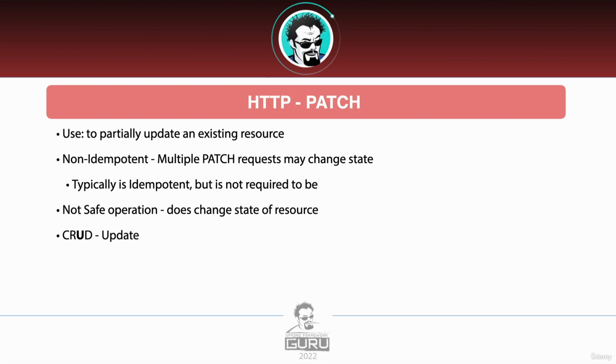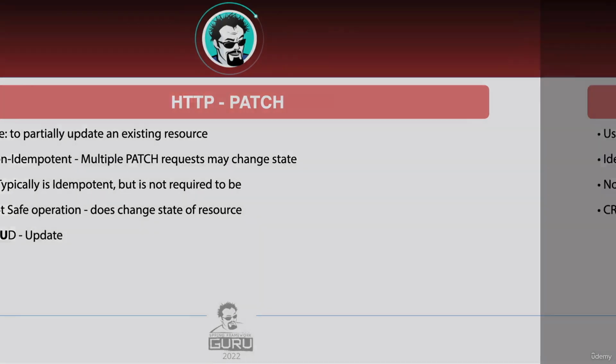Next, we have HTTP PATCH. This is going to be used to partially update an existing resource. So you can update a field, for example, using a PATCH operation. Again, this is not guaranteed to be idempotent. Multiple PATCH requests may change state. Typically, in most use cases, it is going to be idempotent, but it is not required to be. So that's important to understand. This is not a safe operation because it does change the state of a resource. And in terms of CRUD, this is going to be an update operation.